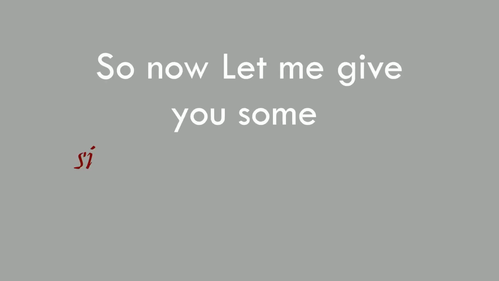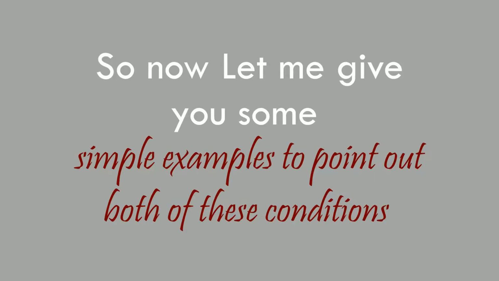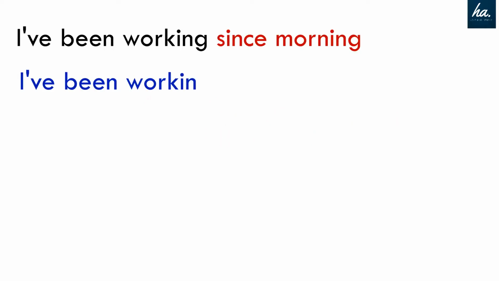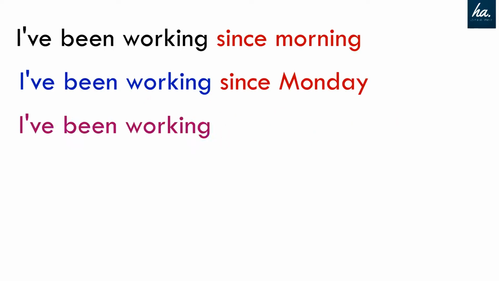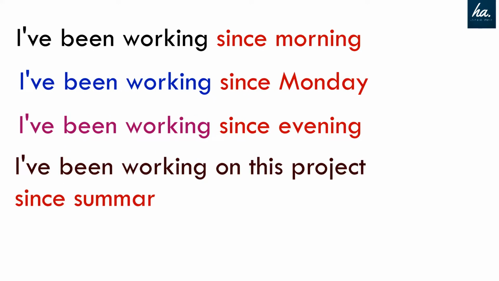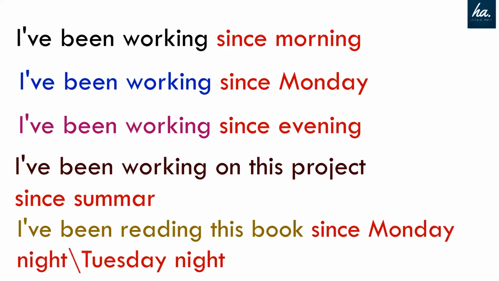So now let me give you some simple examples to point out both of the conditions so that you can memorize it for the future also. So first let me tell you the use of since. You can use it as I've been working since morning, I've been working since Monday, I've been working since evening, I've been working on this project since summer, I've been reading this book since Monday night, or you can say the Tuesday night or anytime.